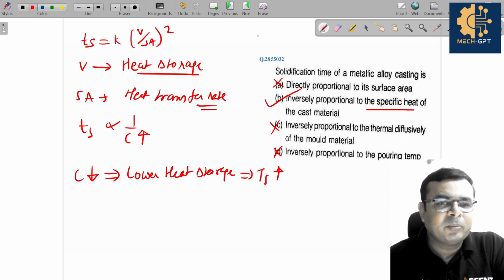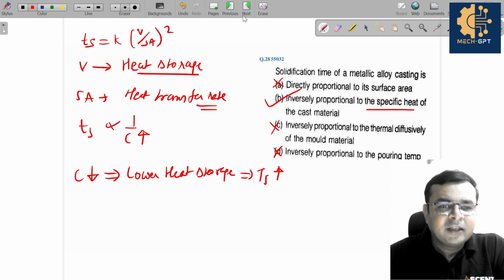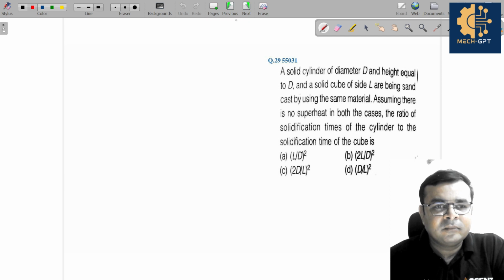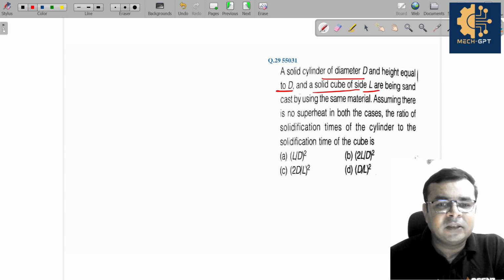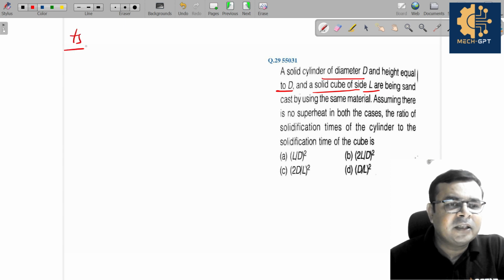So the correct answer is option B. Correct? So are you getting this point? And a solid cylinder of diameter D and height equal to D, and a solid cube of side L are being sand cast using the same material. Assuming there is no superheat in both cases, the ratio of solidification time of cylinder over solidification time of cube is.